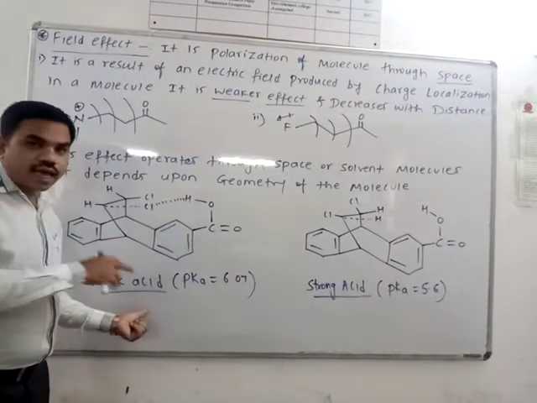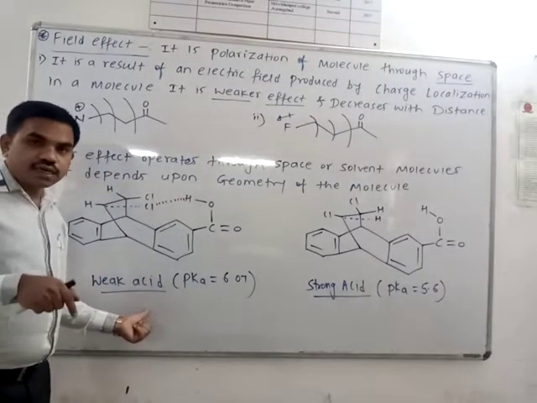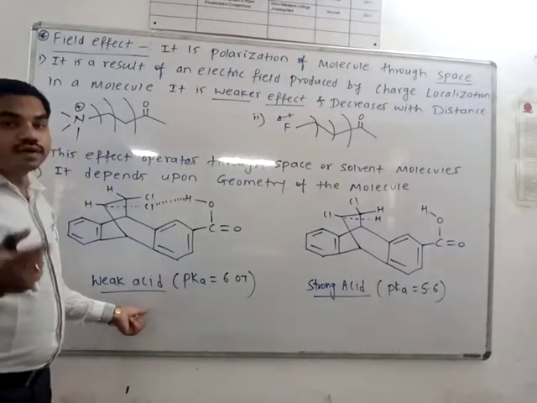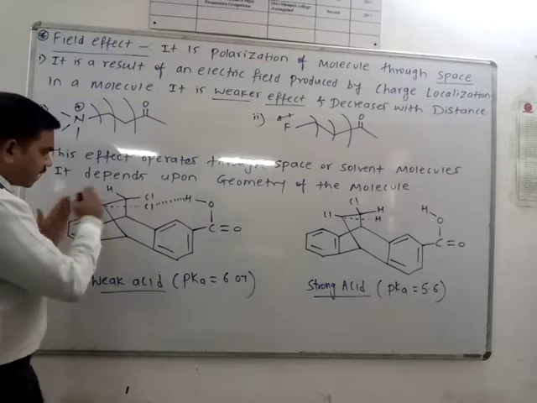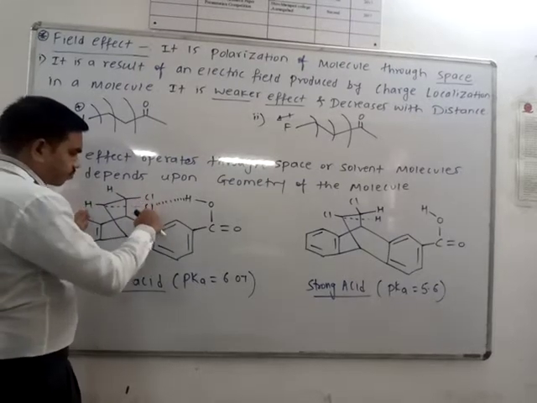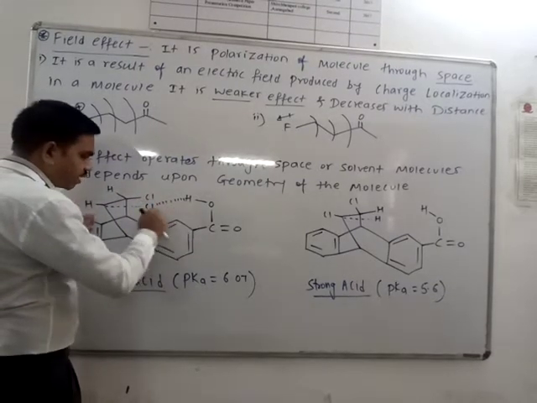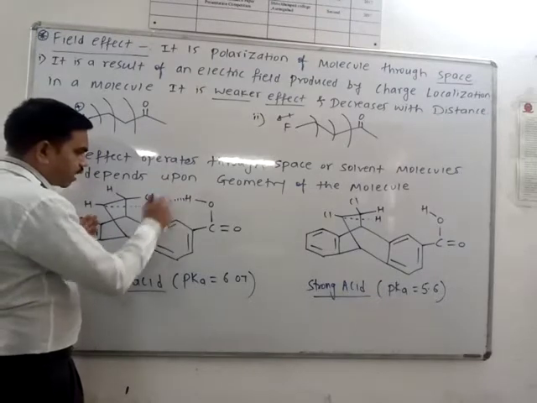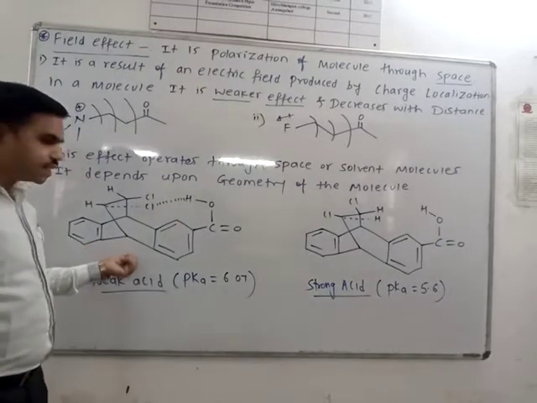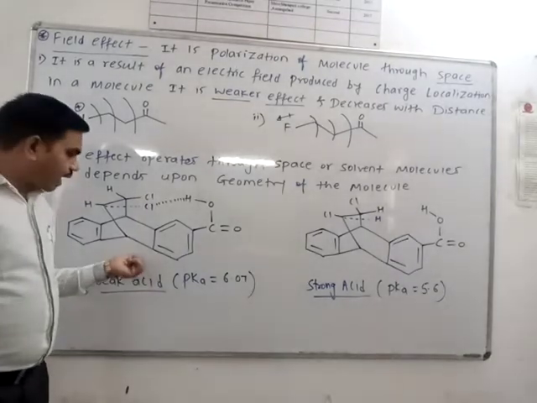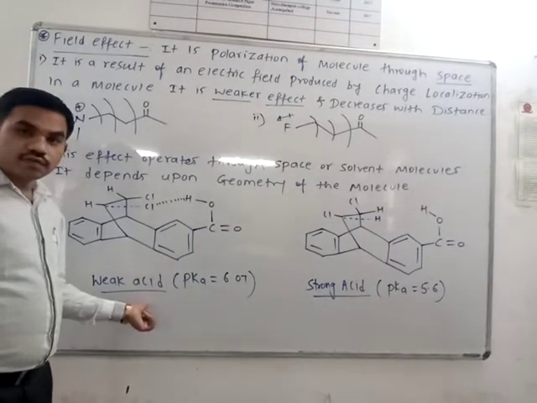So why does this happen? The answer is the field effect. Due to the chlorine atom present on the right hand side, there is a partial hydrogen bonding, you can say, between hydrogen and chlorine, and therefore it cannot donate H plus very easily. And therefore it acts as a weak acid.